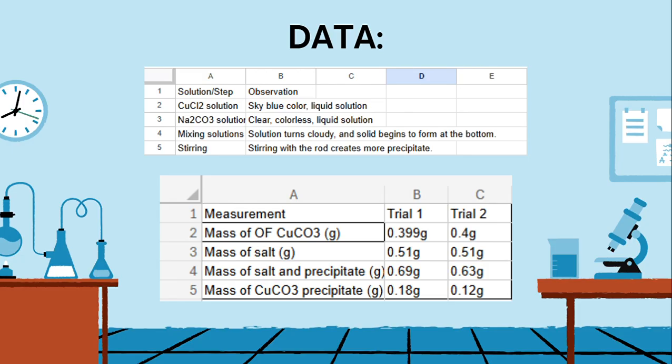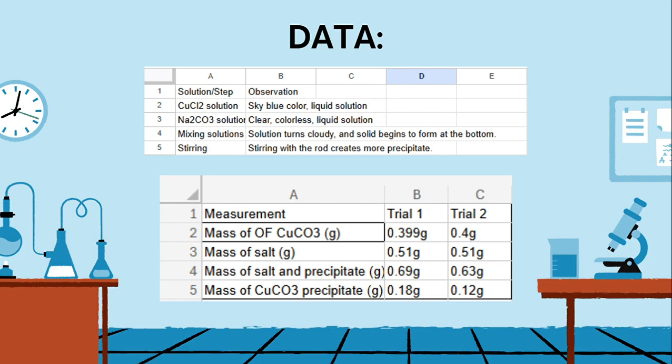Okay, for our data tables, we see that the copper chloride solution was a sky blue color and it was a liquid solution. And for sodium carbonate, we had a clear, colorless liquid solution. When mixing these two, the solution became cloudy and a precipitate started to form. After stirring it, even more precipitate started to form.